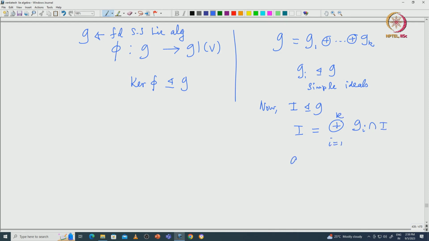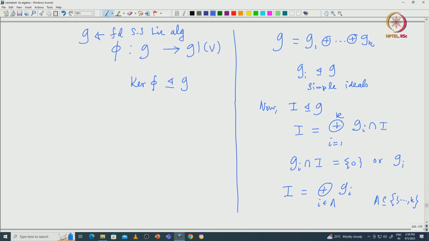So, now note that this G_i intersection I is either 0 or full, because G_i is a simple ideal. So, this has to be either full or 0. That means you have some subcollection of these G_i such that I can be written as the direct sum of G_i for i in A, where A is some subcollection of 1 to k. And this is something we know already from the general theory.